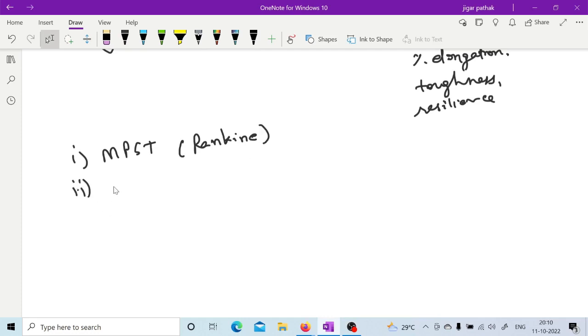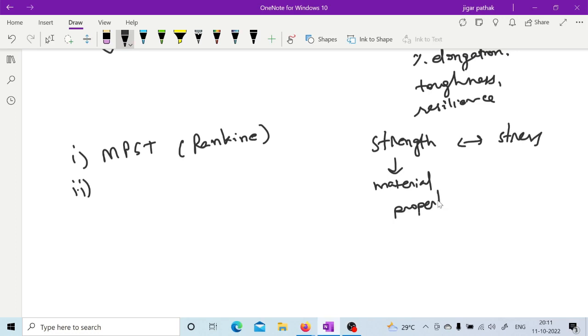Sorry, will the yield strength value and yield stress value be the same? See, there is a basic difference between strength and stress itself, as I have told you, right? Stress and strength are both different. Strength comes under material property, while stress is generated because of externally applied load.